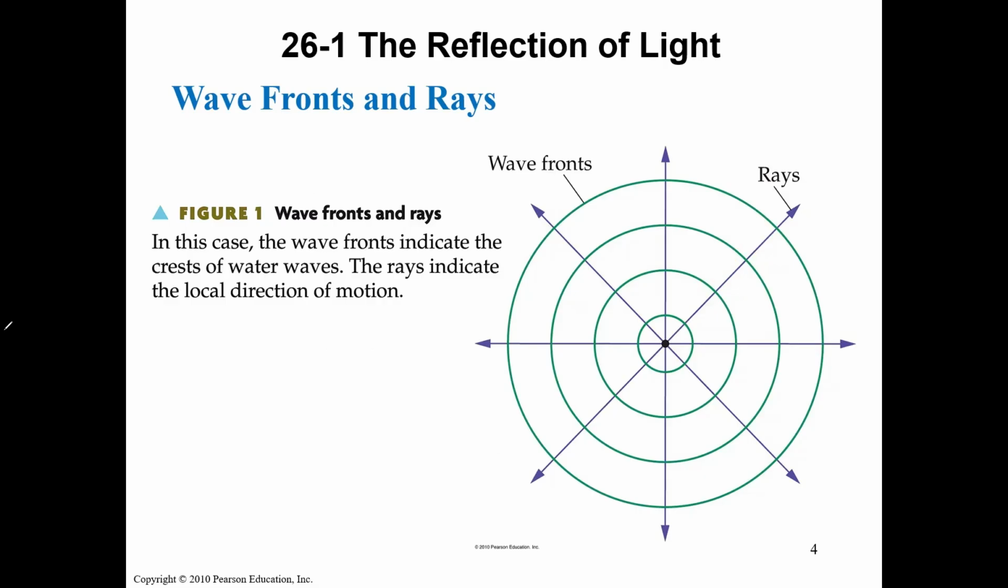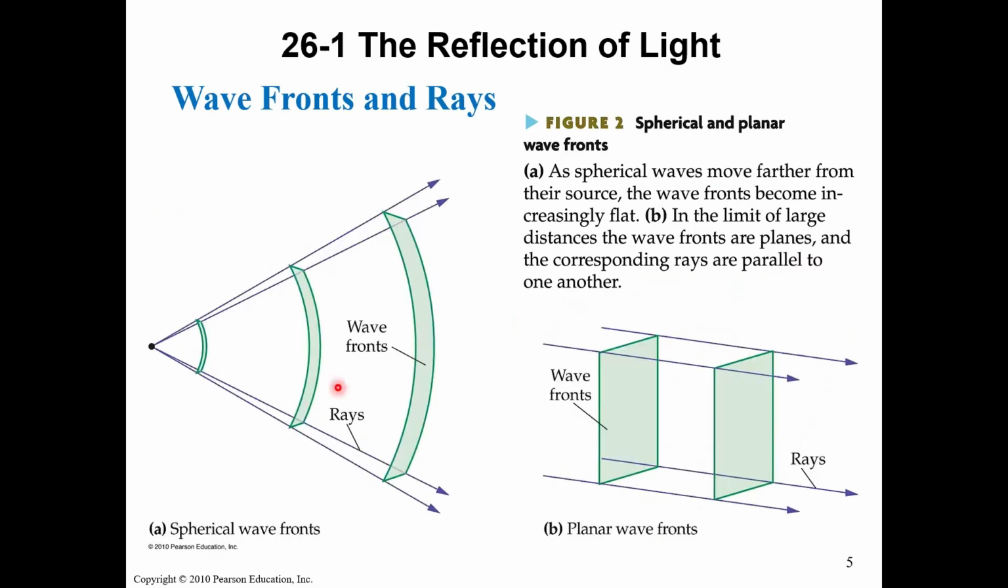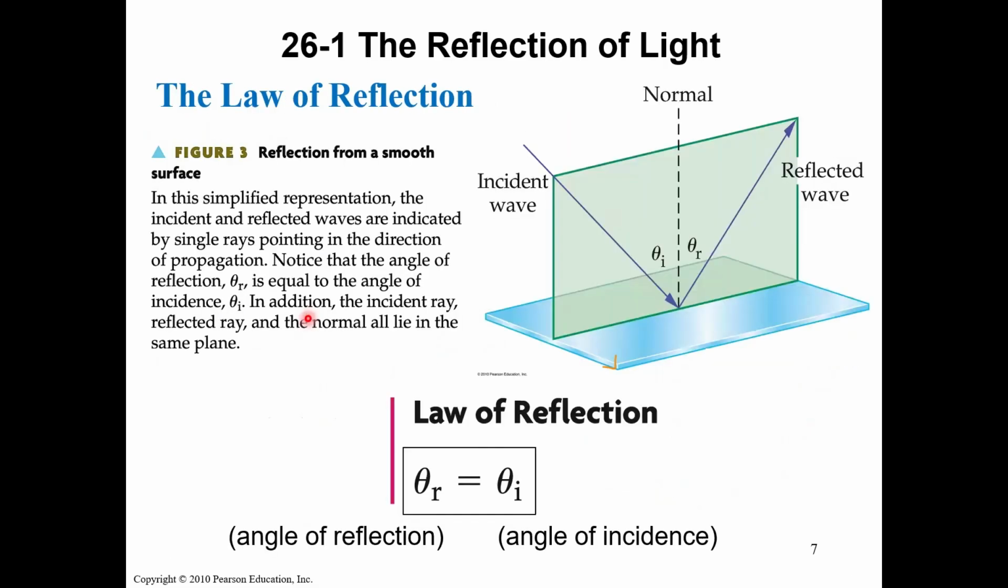And one important case of the light rays is when you are very far away from the light source. In this case, we can treat the wavefronts as planes. So we have plane waves, and all the light rays are parallel to each other. But we still have those light rays perpendicular to the wavefronts.